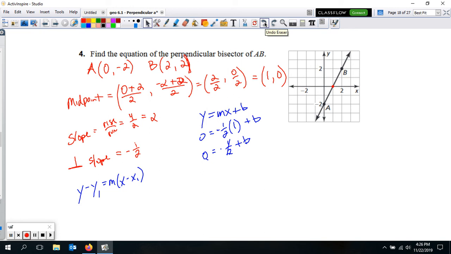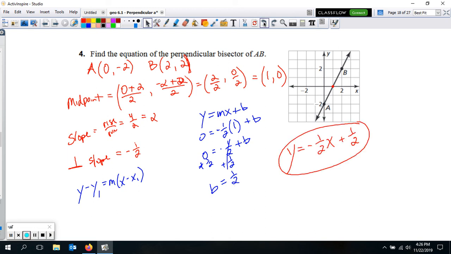So we have to add 1/2 to both sides. And so we bring the 1/2 over here. 0 and 1/2 make 1/2. And so b is just a 1/2. So now we can write our equation because we have m is here at -1/2. That's the perpendicular slope. And our b is also 1/2. So our equation for the perpendicular bisector is going to be y equals -1/2 x plus 1/2. There's your mx plus b equation.